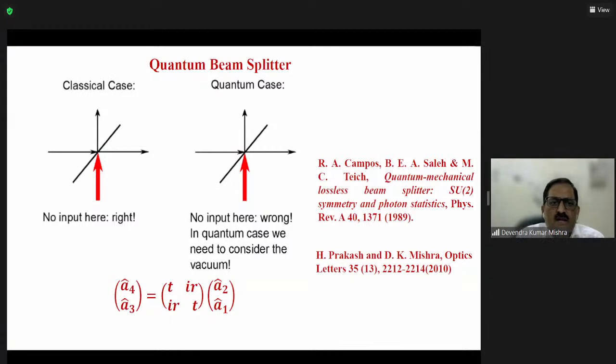In the classical case, we have a beam splitter which can behave as a single input and two outputs. But in the quantum mechanical version, we cannot skip the second input in the case of a beam splitter. So no input here, this is wrong. And in the quantum case, we need to consider vacuum also if we are considering only one input.